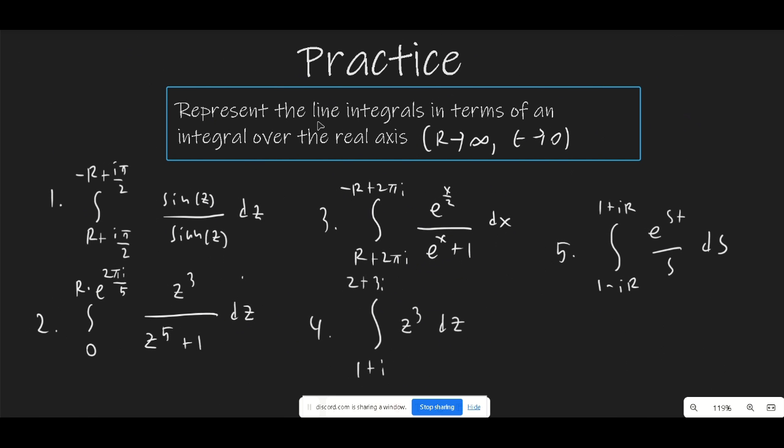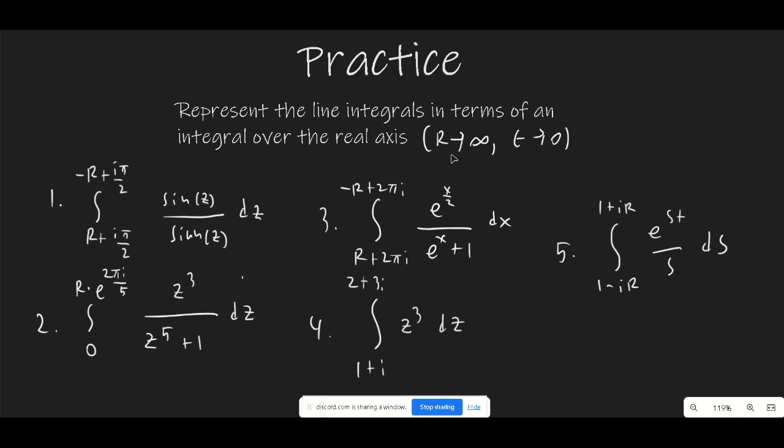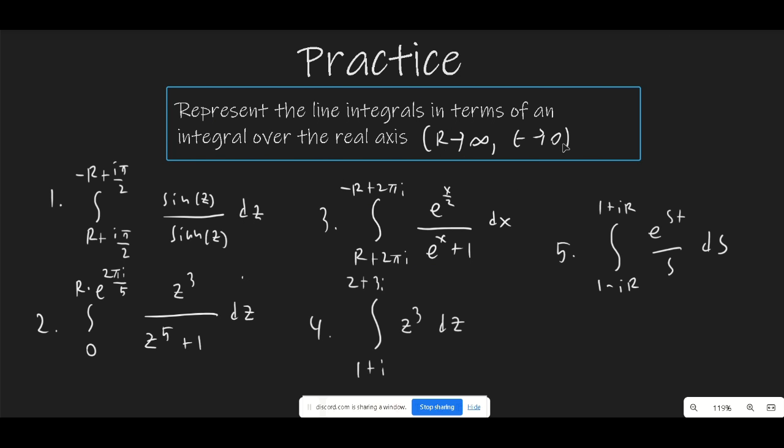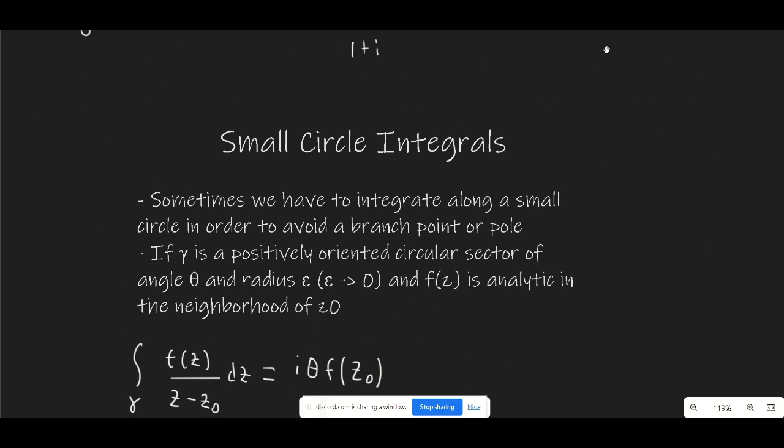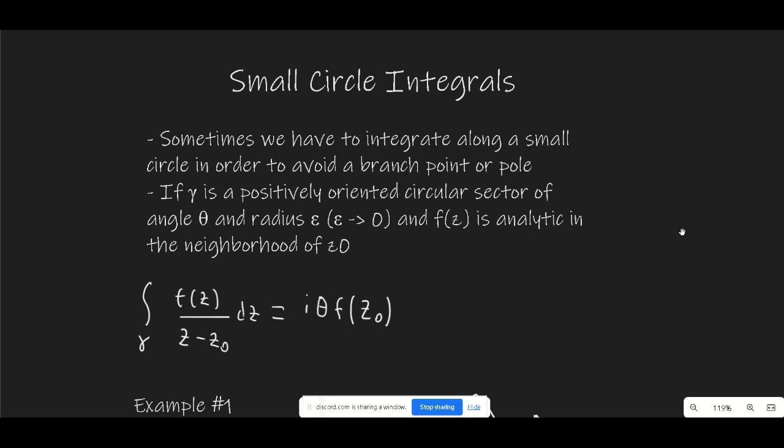For these practice problems, you don't actually have to evaluate the integrals, you just have to represent the line integrals in terms of an integral over the real axis, remembering that r goes to infinity and epsilon goes to 0. So here are our 5 examples right here. Alright, hopefully you were able to figure out all those practice problems. Let's go ahead and move on to the next topic.